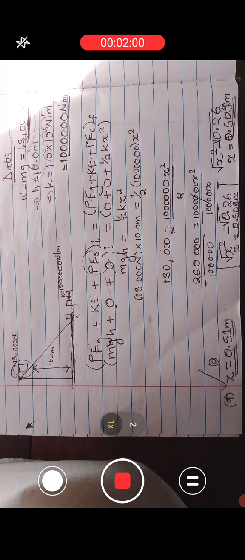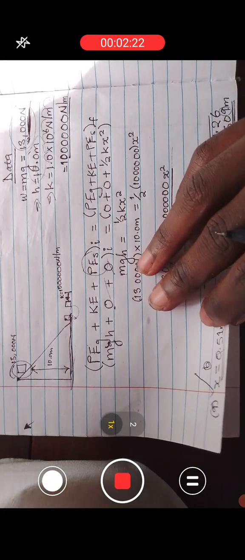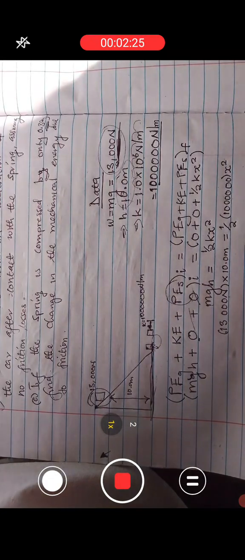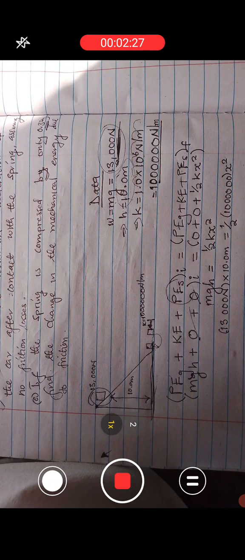The final answer we solved it to be 0.51 meters to 3 significant figures. So always leave your answer to 3 significant figures if not specified. If the answer is also big, you can leave it in scientific notation. So now let's start part B, which says: calculate the maximum acceleration of the car after contact with the spring, assuming no friction losses.